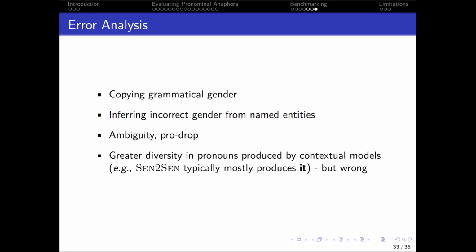Interestingly, we saw that there was a greater diversity in the pronouns that were produced by the contextual models. So what would happen is the sentence-to-sentence model, for example, almost always produces it in a lot of these cases. But the context-aware models had more incidences where they produced he or she, though they were usually producing them at the wrong time. So like the previous example we saw, the sentence-to-sentence model might produce it in that scenario, but then Anaphora would produce she, but they would both be wrong.